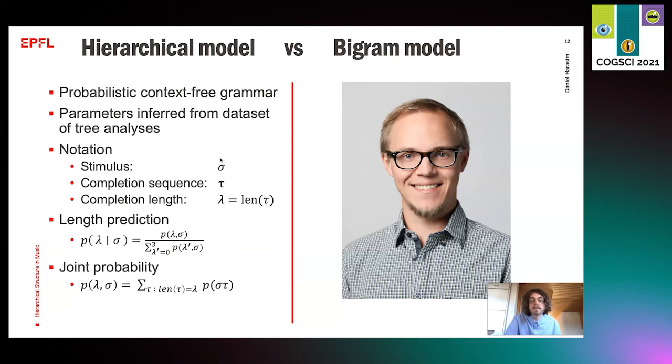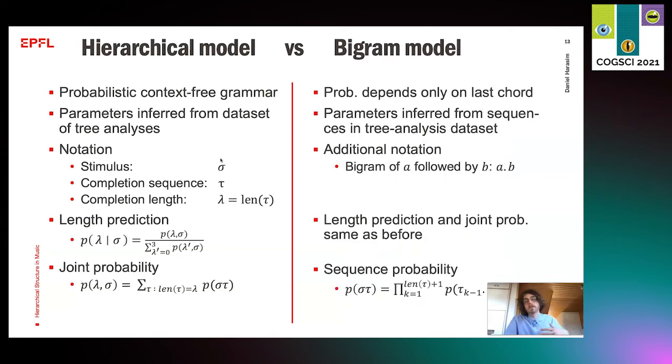We predicted the completion length lambda of the stimulus sigma using the probability of lambda conditioned on sigma, where the joint probability of any completion length and stimulus is given by marginalizing over all completion sequences of length lambda. Now this is the hierarchical model. We then compare this with the bigram model.